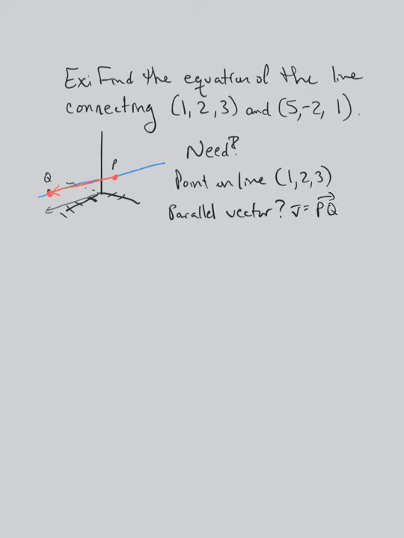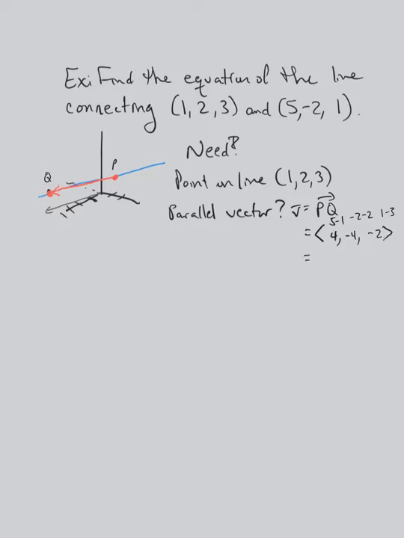With that, how do you get the components of that? You do the tip minus the tail. All right. So we subtract the x coordinates, that would be 5 minus 1, which is 4. And then I subtract the y coordinates, which is negative 2 minus 2. And so negative 2 minus 2 is negative 4. And then I do 1 minus 3. That's going to be negative 2.